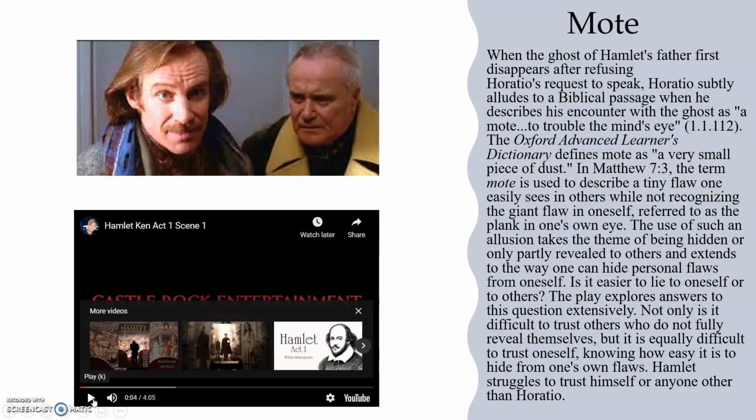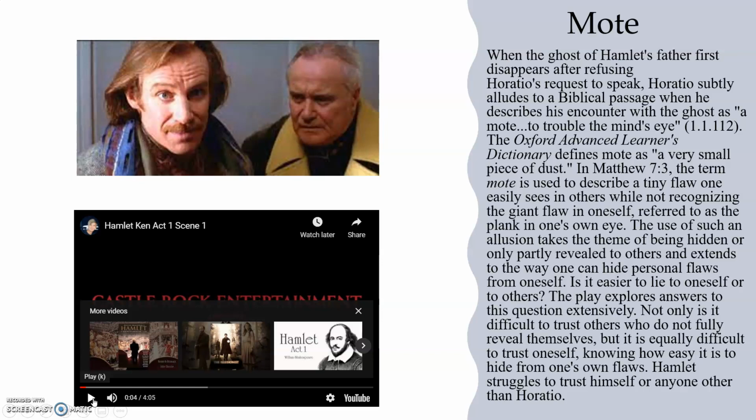So I've chosen moat. When the ghost of Hamlet's father first disappears after refusing Horatio's request to speak, Horatio subtly alludes to a biblical passage when he describes his encounter with the ghost as a moat to trouble the mind's eye. In Act 1, Scene 1, line 112, as you can see.